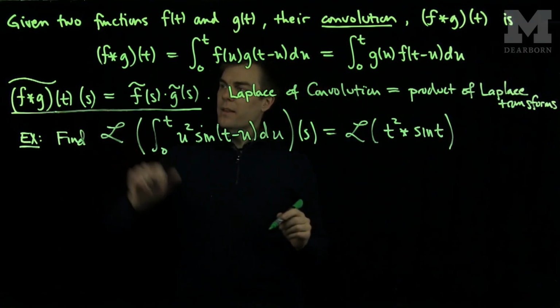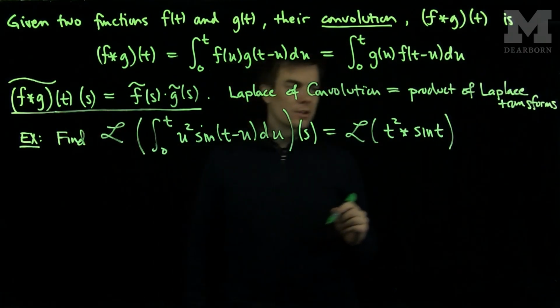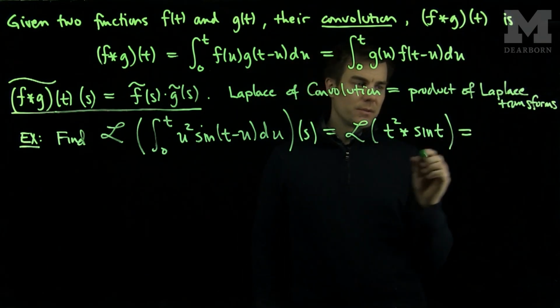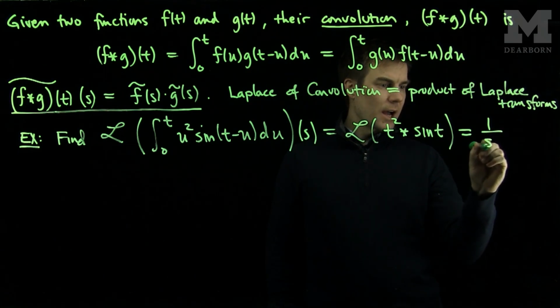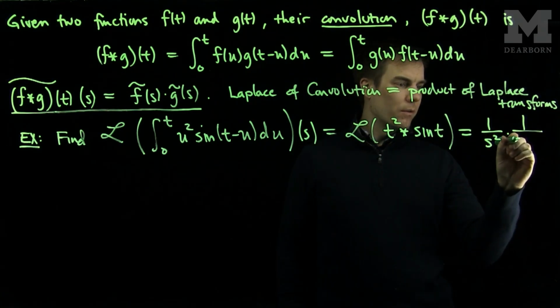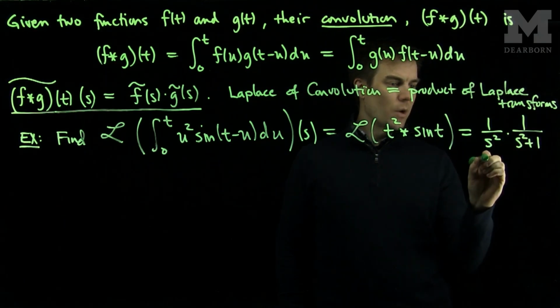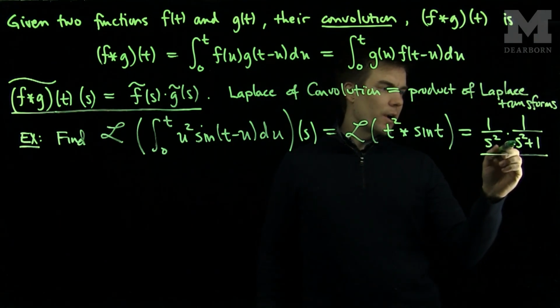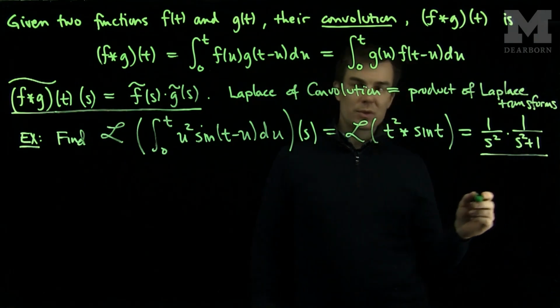Now I can use the fact that the Laplace transform of the convolution is the product of Laplace transforms. And so we'll see that the Laplace transform of t squared is 1 over s cubed, and the Laplace transform of sine is 1 over s squared plus 1. So the Laplace transform of this integral is exactly 1 over s cubed times 1 over s squared plus 1.